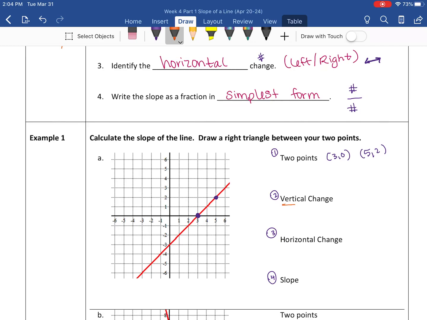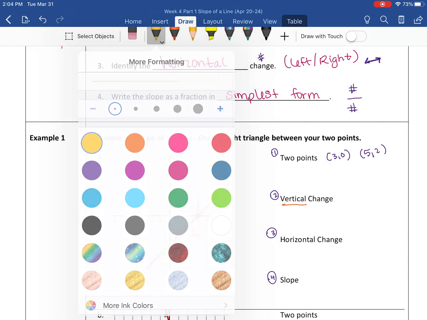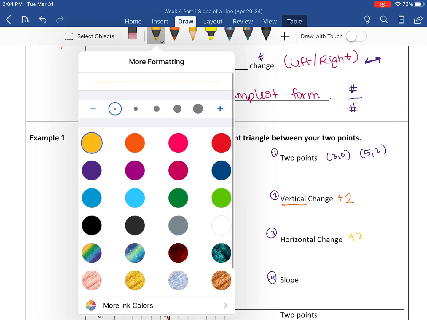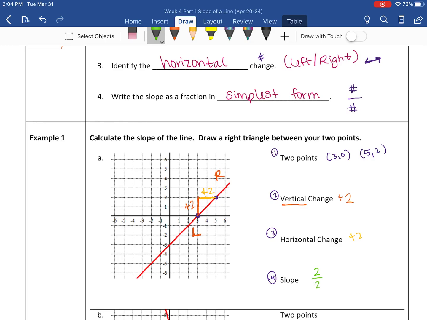Well, now let's go ahead and find our vertical change. Remember, we're going to start with the point that's on the left, and we're going to work our way towards the point that's on the right. So starting at this point, it looks like we have to go up. Well, we have to go up 1 and then up 2. So we have to go up 2, and then we have to go to the right 2. So our vertical change is a positive 2 and our horizontal change is a positive 2. So then that means that for our slope we would have 2 over 2, while 2 divided by 2 is just 1. So our slope would be 1.